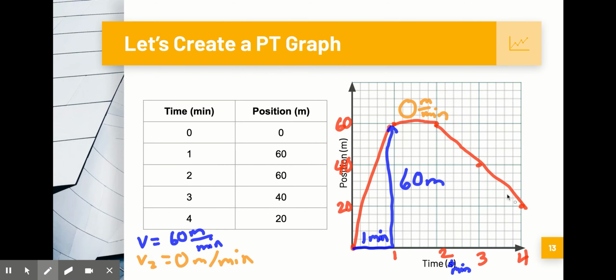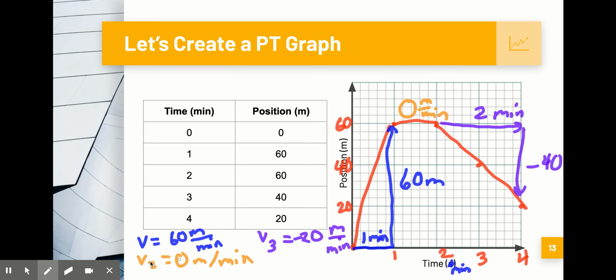And for the remaining amount of time, the slope is constant, but in a downward direction. So this run is 2 minutes. The rise is negative 40. So minus 40 divided by 2 would be negative 20 meters per minute. Awesome. Now we're going to come over to the next slide.